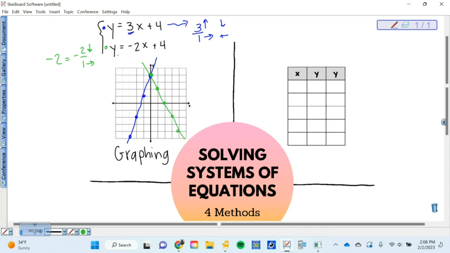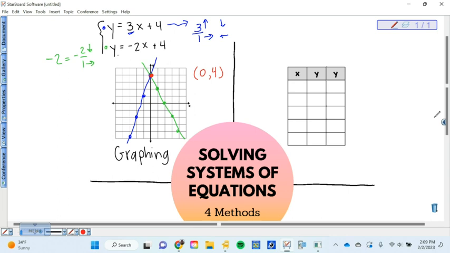And am I done? No. Is that it? No, now what do I do? You have to find the one that meets. Yeah, where's the intersection? 0, 4. Good. That's my solution.